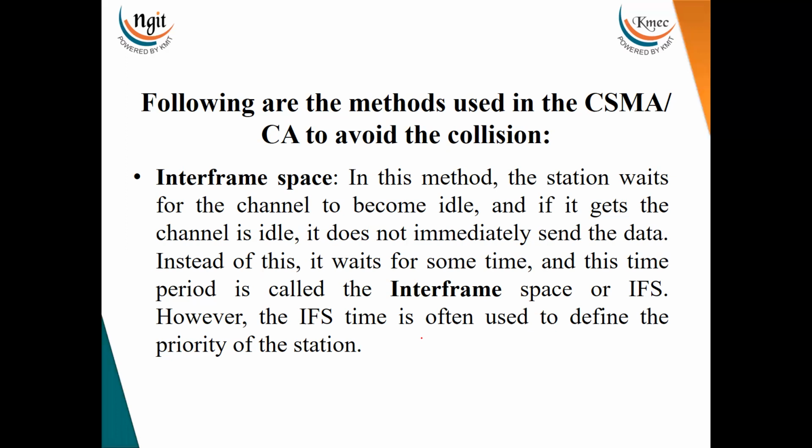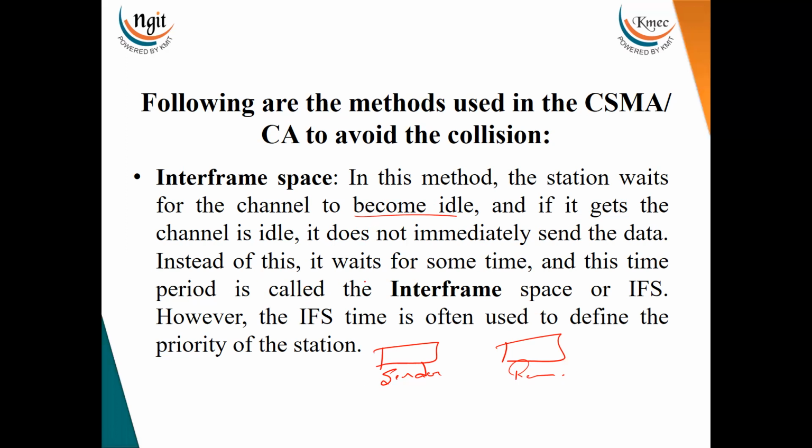In this method, the station waits for the channel to become idle. That means whenever a sender is sending some data, here we have multiple stations. In this method, the station waits for the channel to become idle. If it finds the channel idle, it does not immediately send the data.